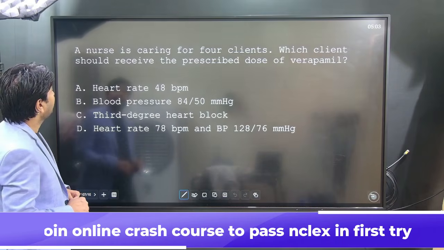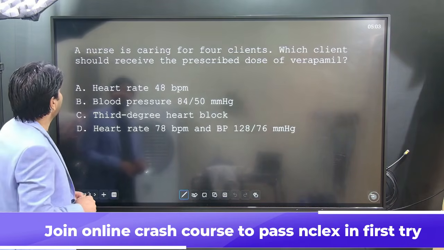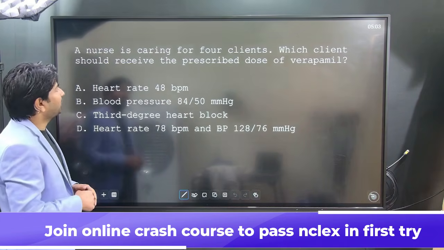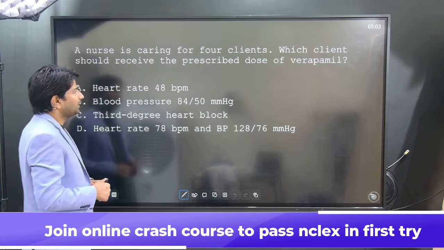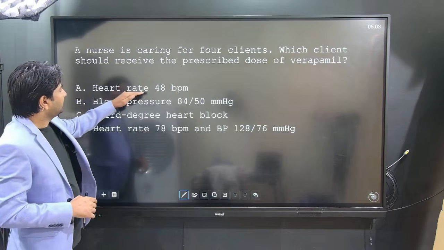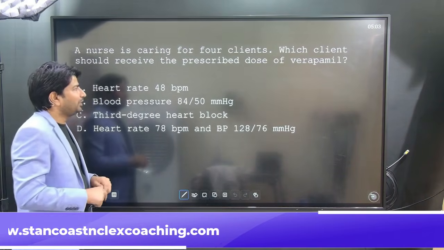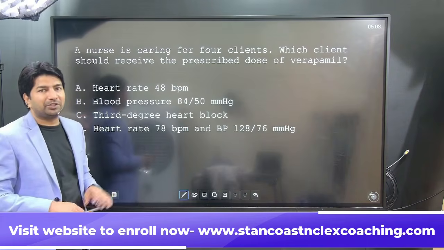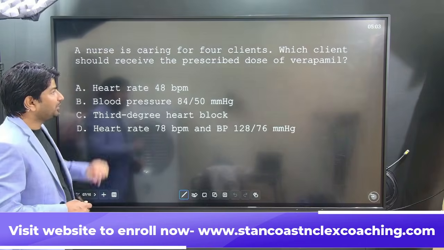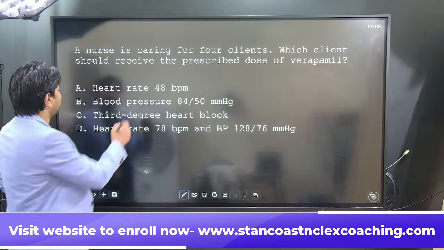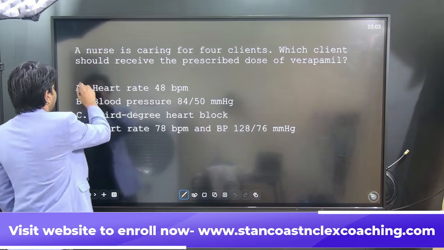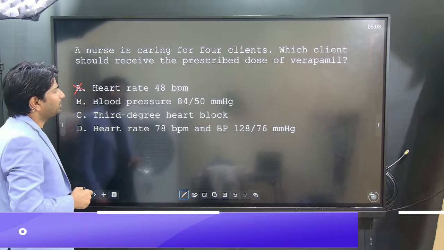A nurse is caring for 4 clients. Which client should receive the prescribed dose of verapamil? So to which patient can we give verapamil? Verapamil is a calcium channel blocker that works specifically on the heart. So heart rate, 48 beats per minute. Keep in mind that when we give verapamil and Diltiazem, they reduce the heart rate, conduction, and force of contraction. So we cannot give it to a patient who is already suffering from bradycardia. The heart rate is 48 beats per minute. That means this is bradycardia, so we can't give it or it will lead to severe bradycardia.